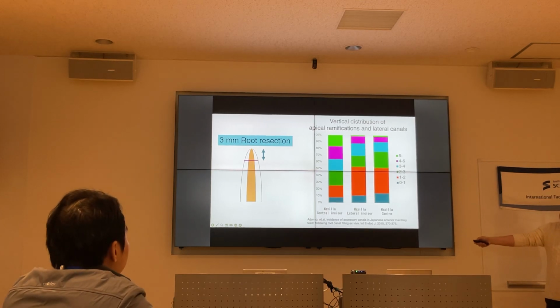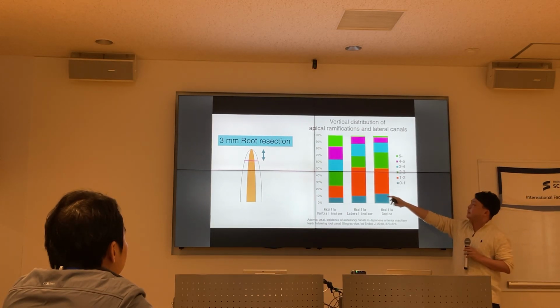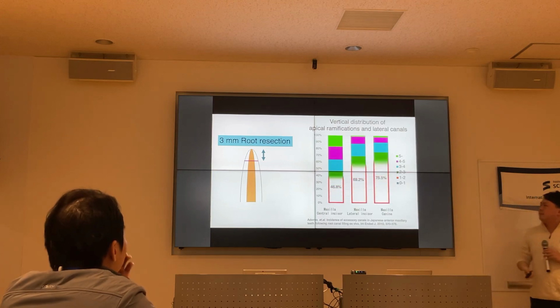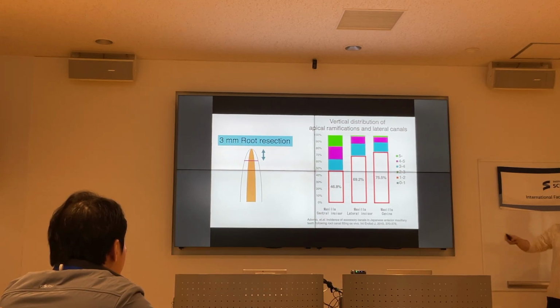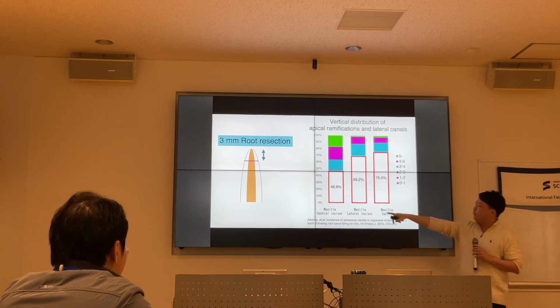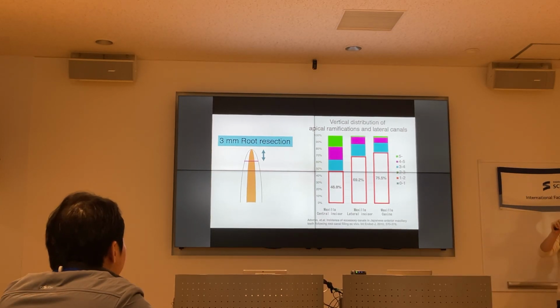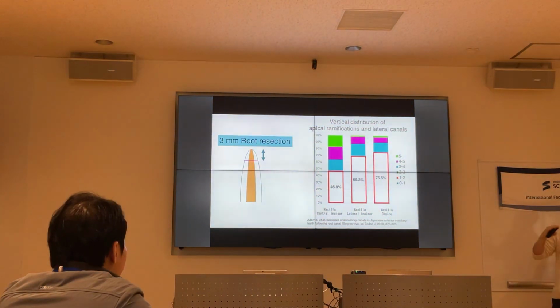This is a tooth of the three anterior teeth. This blue area is 0 to 1 millimeters from the root apex. This orange area is 1 to 2, green is 2 to 3 millimeters. From this figure, not all lateral canals exist within 3 millimeters from the apex. In the maxillary central incisor, only 46.5% exist in 3 millimeters. So in my opinion, a 3mm cut is not necessary, I think.